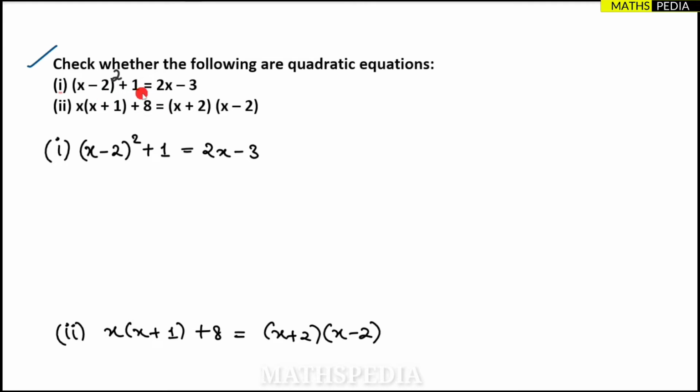Just simplify LHS as well as RHS. You will get it in the form of what? One quadratic equation or any other equation. Okay, we have to just verify it with what? The standard form of quadratic equation. So let us see the first part of the question. So I have written here, let us try to simplify this one.